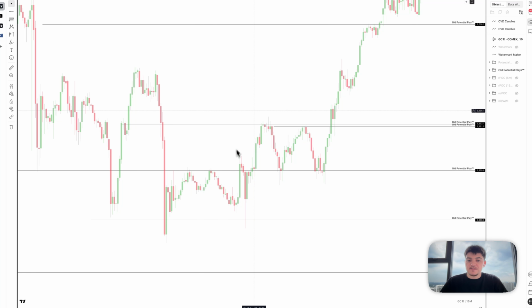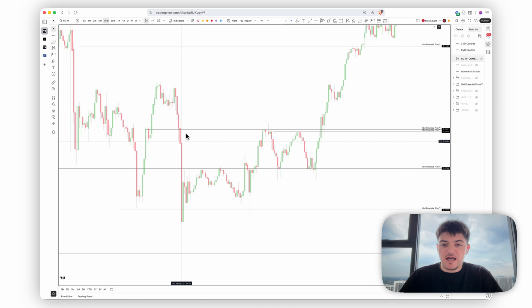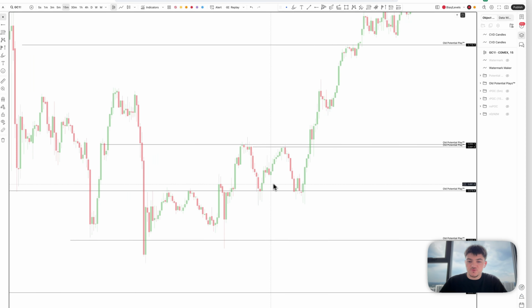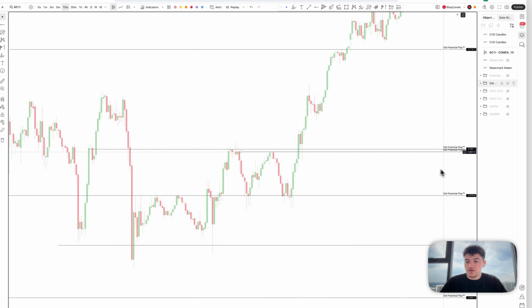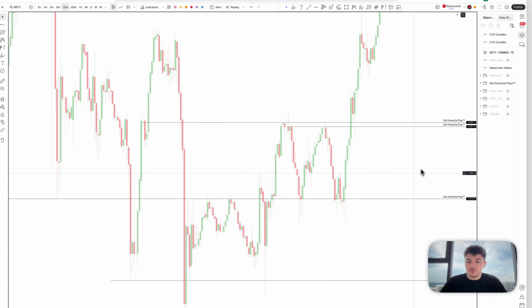Then we're looking at this level over here. Look at this. Okay, we broke with high volume. We touched it. We got an amazing reaction. We came back down to this level, got an amazing reaction. Came up to this new level. Okay, so there's actually 2 old potential plays over here.